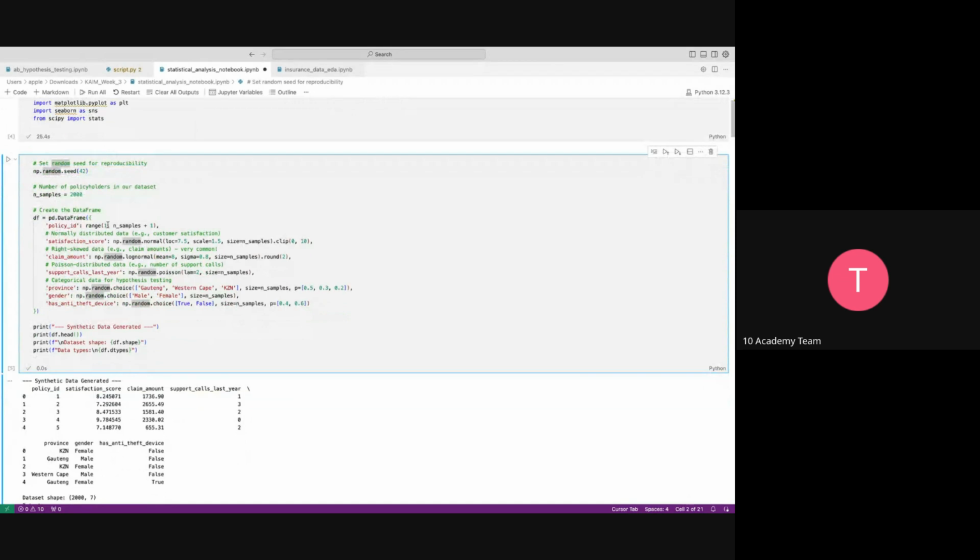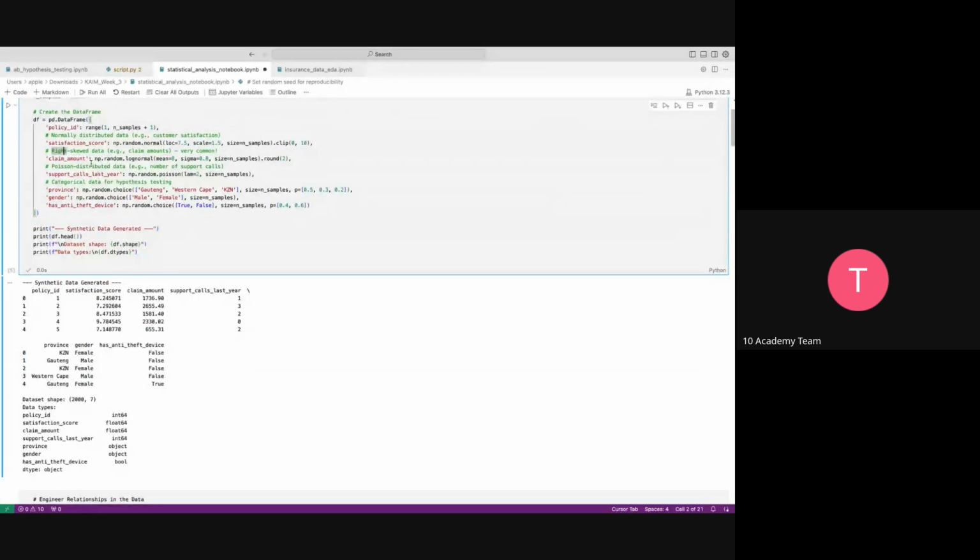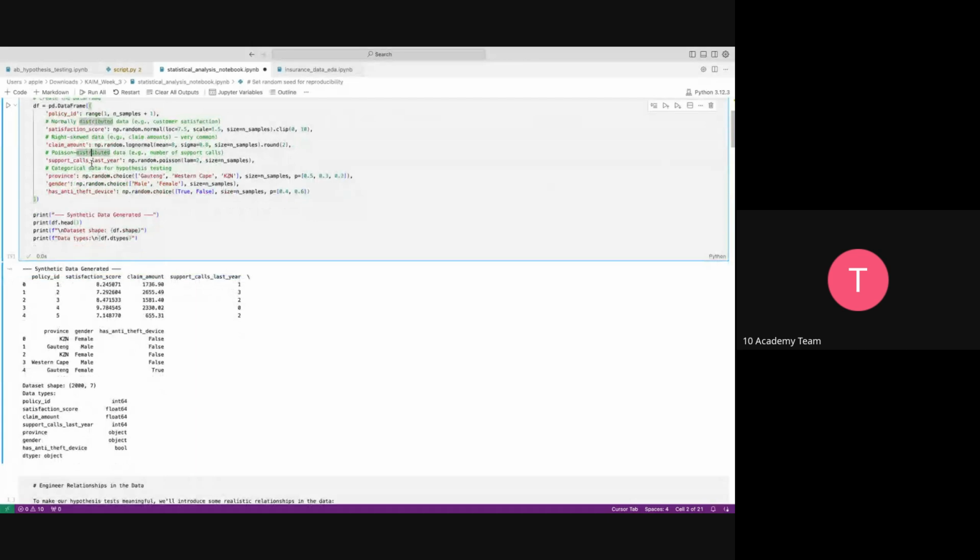It's just a number. For the satisfaction score, we have random values between 0 and 10. The claim amount is just going to be the number of claims. For the satisfaction score, I have chosen normally distributed data. For the claim amount, I have chosen a right-skewed data set. And the support calls last year is just Poisson. This is just to show you in an example what we have talked about.